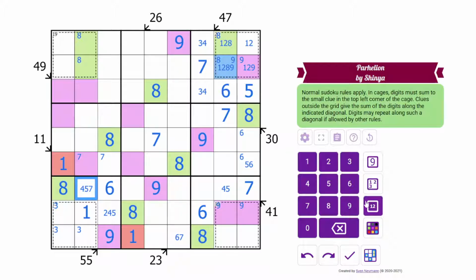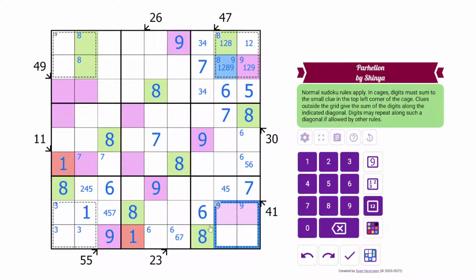This can't be a 7, though. So that can't be a 2. So it should be like this, sorry. That's what I meant to do. I goofed up, I did it backwards. 6 has to be down there somewhere.